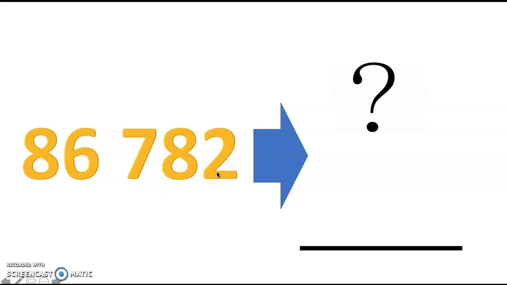Now we have the number 86,782. Round to the nearest hundred. Remember that the numbers before it do not matter when we're determining it. Did you get 86,800? Then you are correct. Good job. We see here that the tens column is an 8. So that is higher than 5. So we add 1 to the hundredth column and we get 800, as 800 is the nearest hundred in this number.